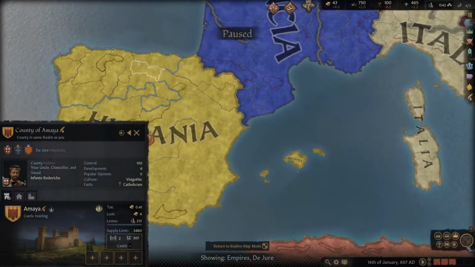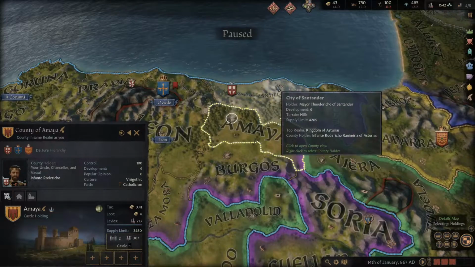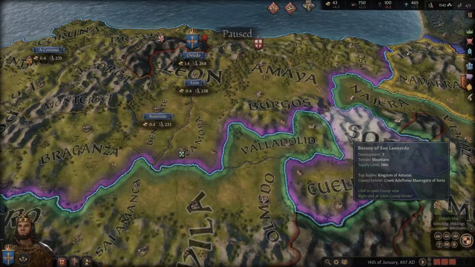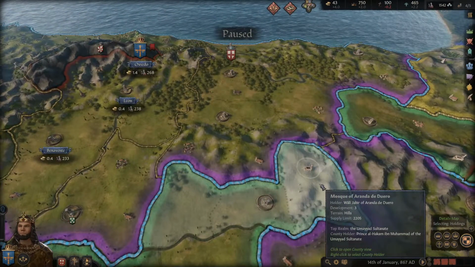Now, to illustrate this, I will use the kingdom of Asturias as an example. Now, please bear with me here, guys. I said it was complicated before, but now it gets a lot more complicated, and you can easily be lost. So I'm going to go slowly and try to explain things as clearly as I can.